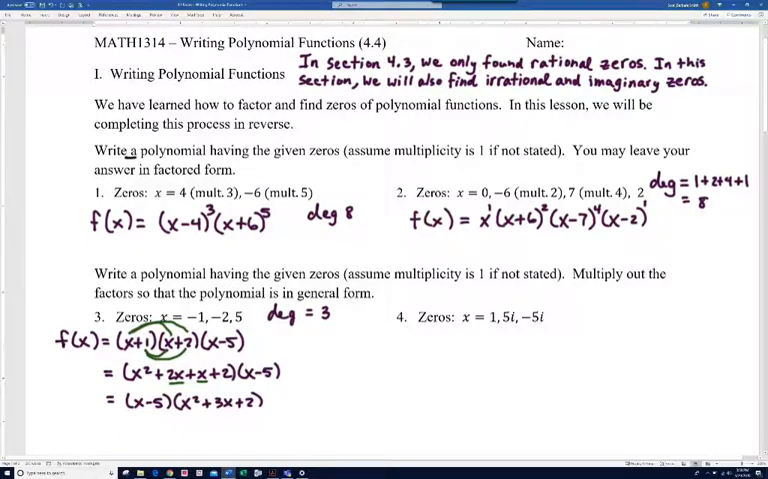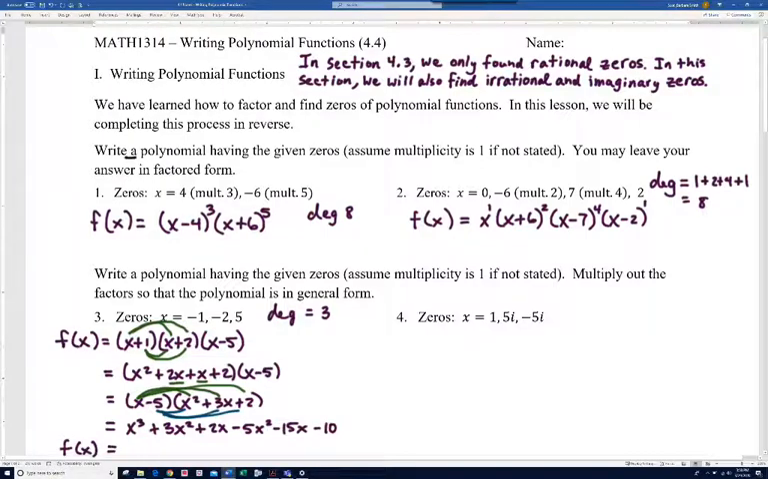And so now we'll go ahead and distribute x times each of the 3 terms here. We get x cubed plus 3x squared plus 2x. And then we'll distribute the -5, so we'll get -5x squared minus 15x, and -5 times 2 is -10. So we do have some like terms to combine here.